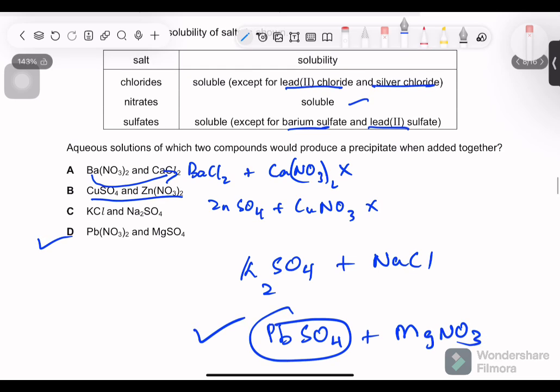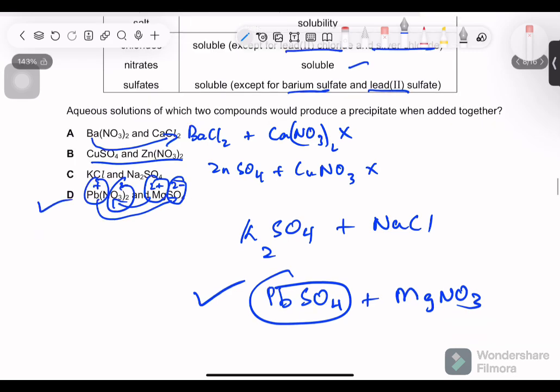Now, how do I know which reacts and which forms? The thing is, this is positive, this is negative, this is positive, this is negative. So the positive reacts with negative, the positive reacts with this negative.